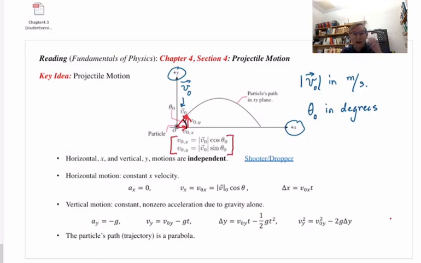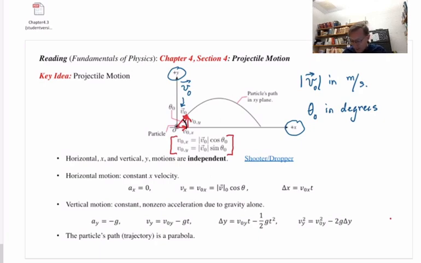Magnitude v initial cosine theta initial for the x component, and magnitude v initial sine theta initial for the y component. So that is going to be important. What are the x and y components of the initial velocity? What other physics do we need to know to analyze projectile motion?